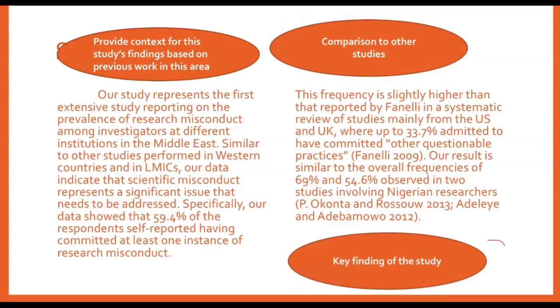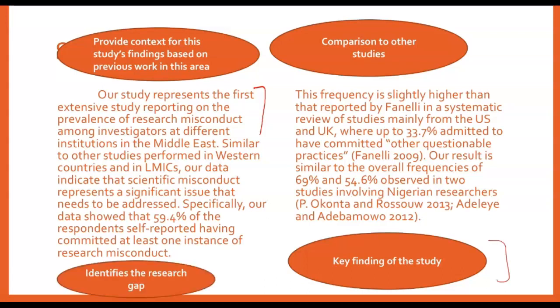The key finding of the study is presented right at the beginning. "Our study represents the first extensive study reporting on the prevalence of research misconduct among investigators at different institutions in the Middle East." That's a direct answer to the research question and to the gap that was identified, if you think back to the introduction that we looked at together. What these authors also do is, it's actually four, they refer to the research gap identified in the introduction section, namely that there wasn't anything on the Middle East in terms of studies on prevalence of research misconduct among investigators at different institutions. That didn't exist.